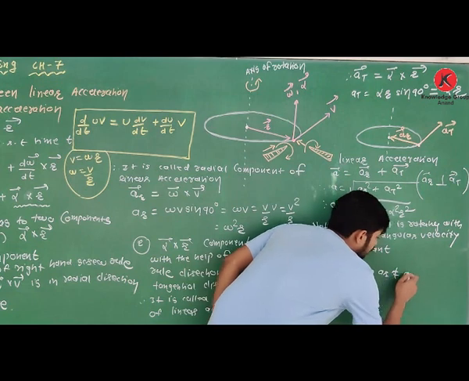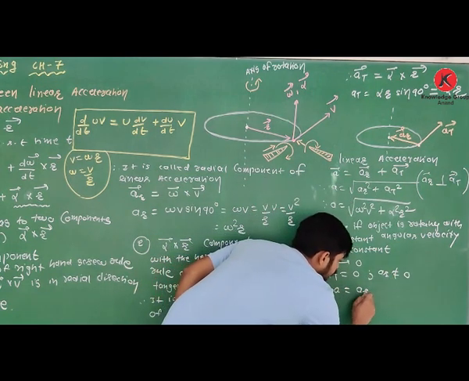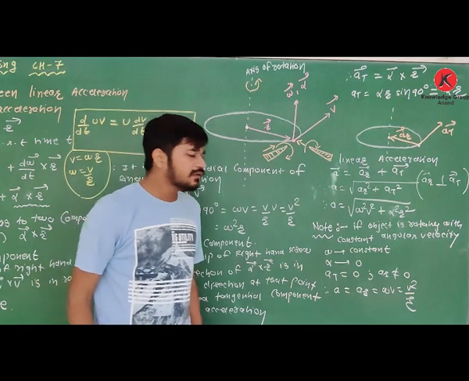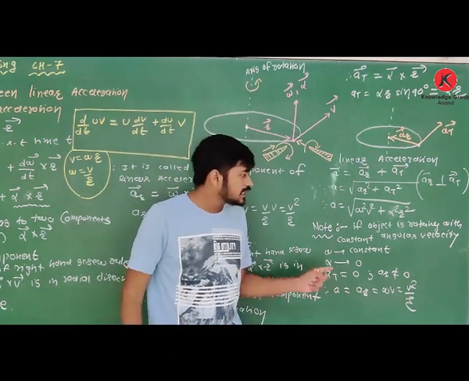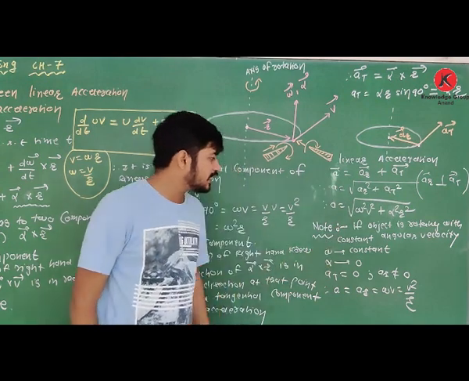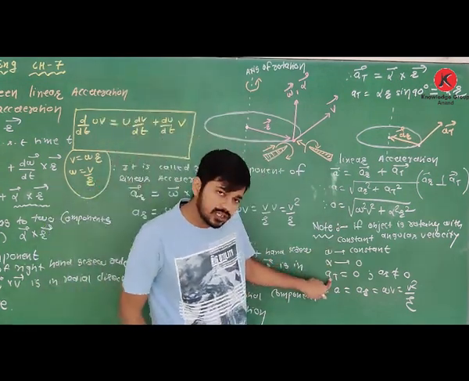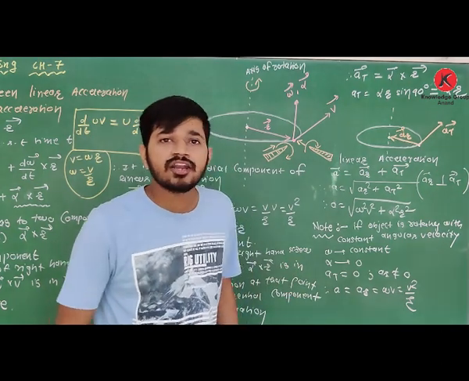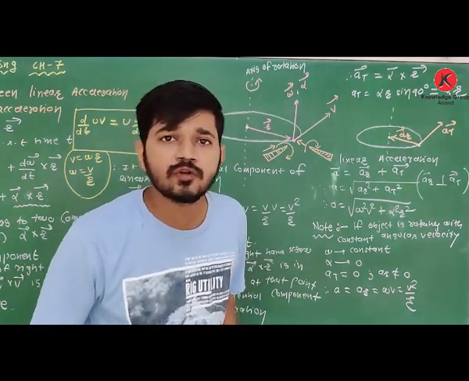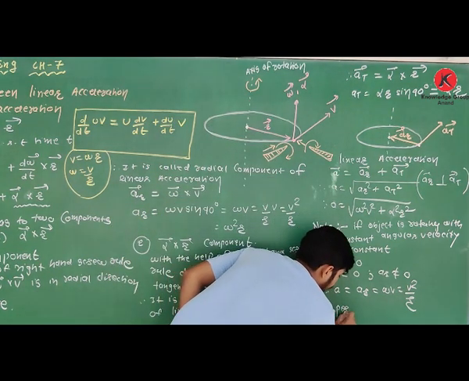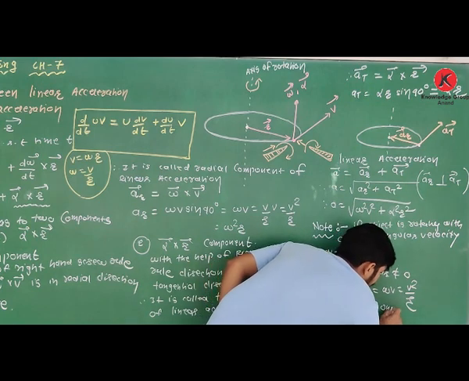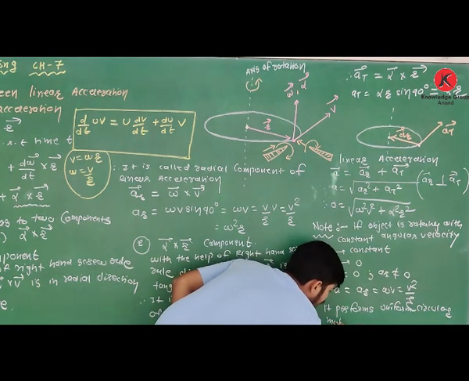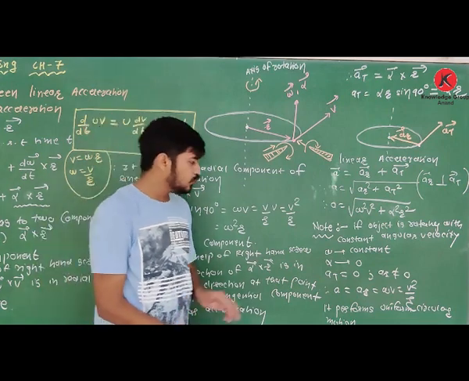But AR is not 0. So in this case, what is linear acceleration? It is only AR. And it is omega v, or we can say v square upon r. So whenever, remember this note, okay, whenever object is rotating with constant angular velocity, its tangential acceleration is 0, it has only radial acceleration. And only radial acceleration means it performs uniform circular motion. So yes, this note you have to remember.